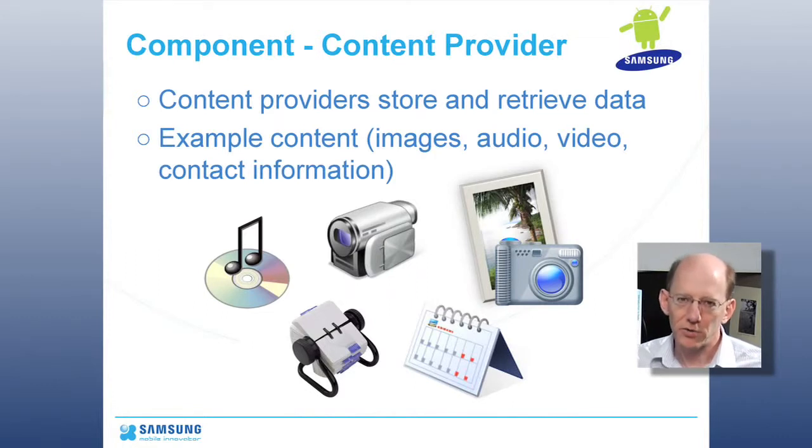So we've talked about the four key pieces. Now we want to talk about how you expose data to another application. This is done through something called a content provider. A content provider can store and retrieve data, and here we're talking about things like images, audio, contact information, but really any kind of data that you may want to expose in a structured way to another application. It's also what you need to understand to figure out how you're going to access data in a structured way from another application.